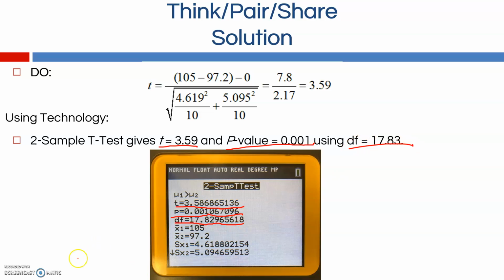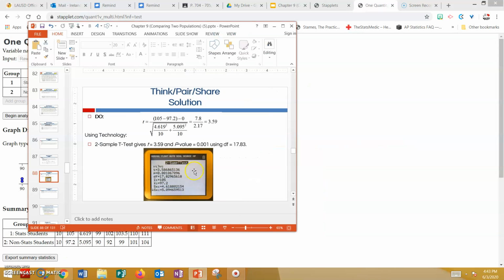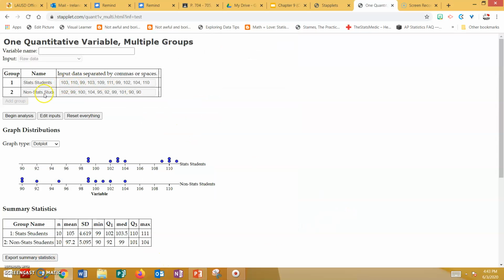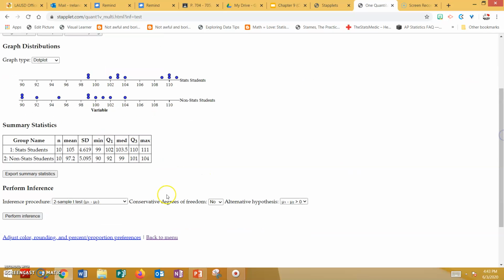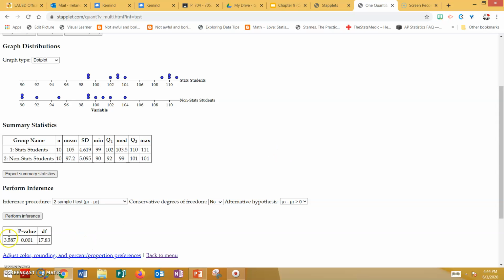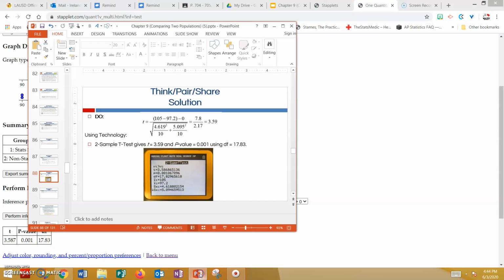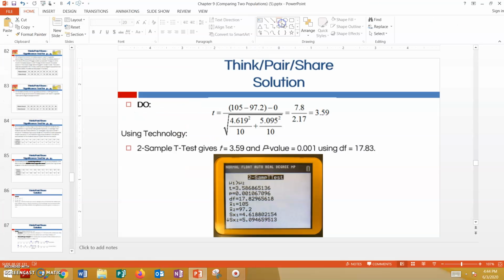Okay? Now, if you don't have your calculator with you anymore, your next step would be to go to Statplet and type all this data in. So here, I have my stat students versus non-stat students, and we want to run a two-sample t-test for the alternative hypothesis of mu1 minus mu2. Now, because I have the stat students first, I definitely want to go with the greater than alternative. And performing inference, you'll see the test statistic of 3.587, the p-value of 0.0081, and the degrees of freedom of 17.83, which all match what we have here.